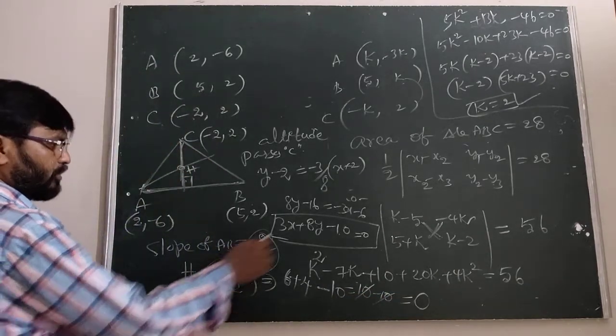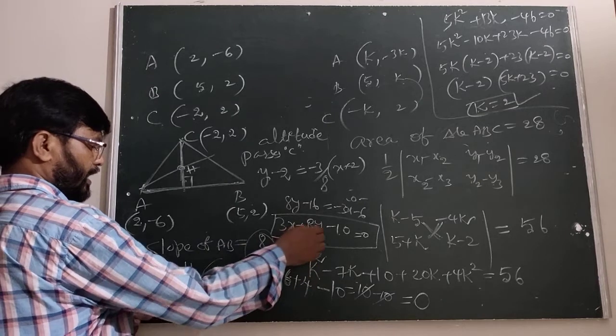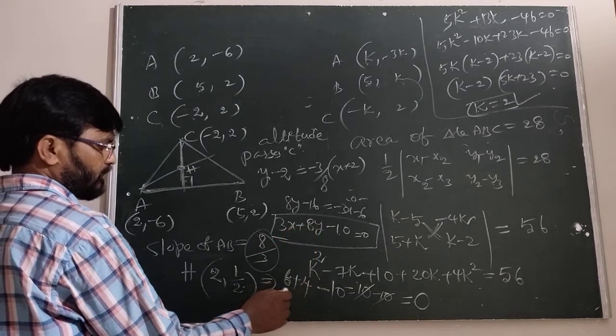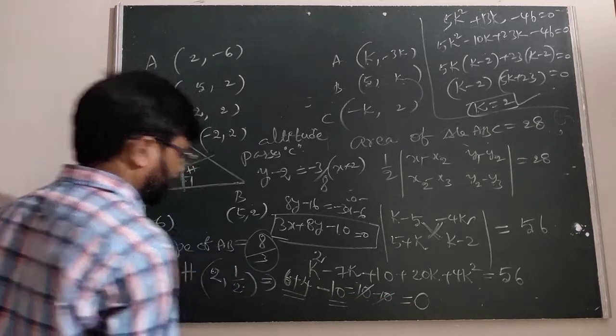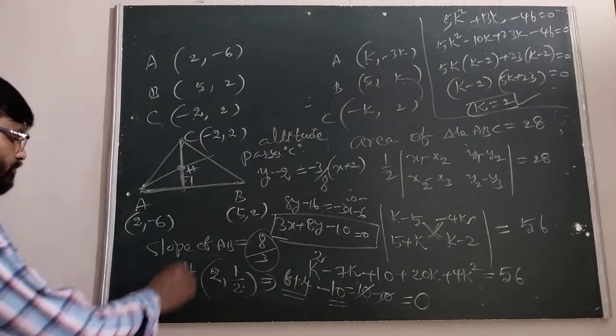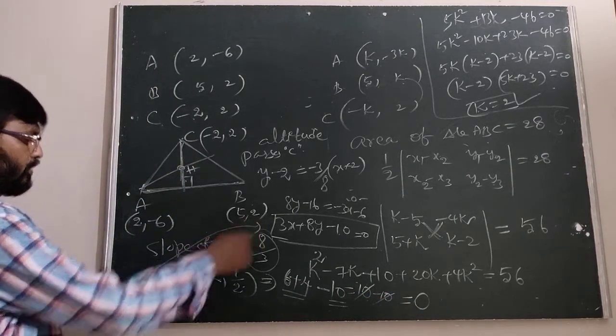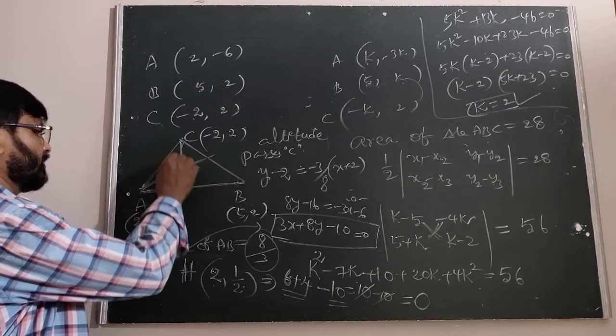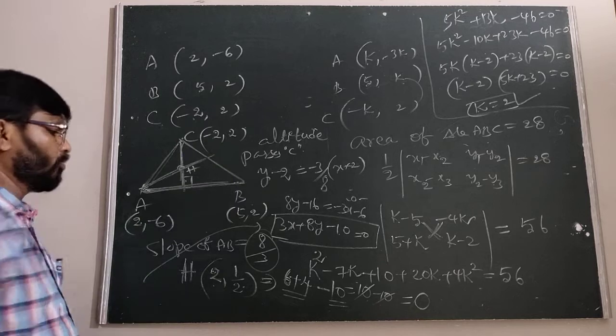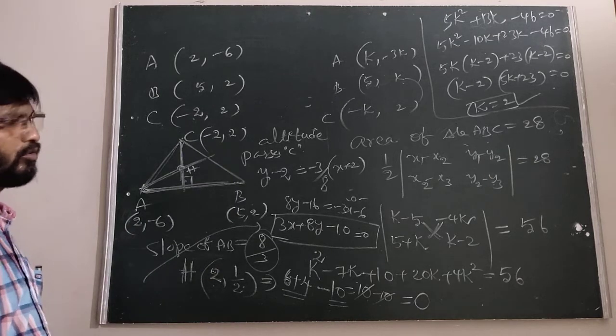Is it clear? First, 3 into 2 is 6. 8 into 1 by 2 is 4. 6 plus 4 is 10. 10 minus 10 will be 0. Then you can write the orthocenter as 2 comma 1 by 2. Another thing is we have to find another altitude through A. Then the point of intersection is nothing but the orthocenter.